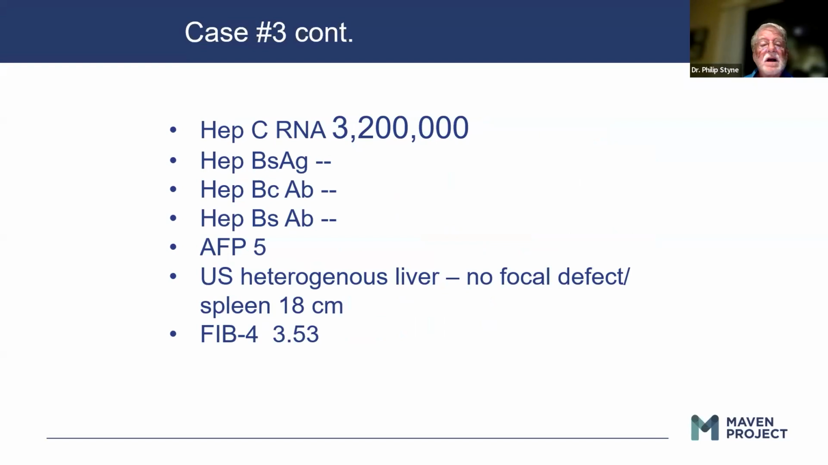RNA, 3 million, not uncommon. All B markers negative. Why did I get an alpha-fetoprotein? I got an alpha-fetoprotein because I'm concerned that they've had disease long enough and they're cirrhotic and they could be at risk for getting hepatocellular carcinoma. So I'm going to do an ultrasound. And in fact, they don't have any focal defects on ultrasound, but they do have a big spleen confirming they probably have cirrhosis. And here's their FIB4, 3.5. Pretty clear that they likely are cirrhotic. Next slide.